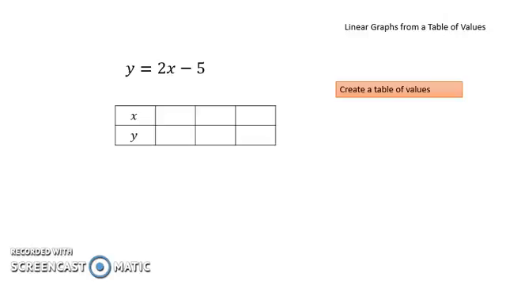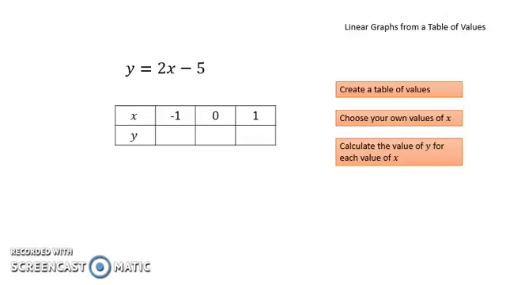First thing we have to do is create a table of values. So simply draw something up looking like this and put x and y on the left hand side. Next thing we need to do is choose our own values of x, and I always like to choose -1, 0 and 1. That's pretty boring, but I like to choose those. You can actually choose whatever you like, but -1, 0 and 1 gives you something fairly easy to work with.